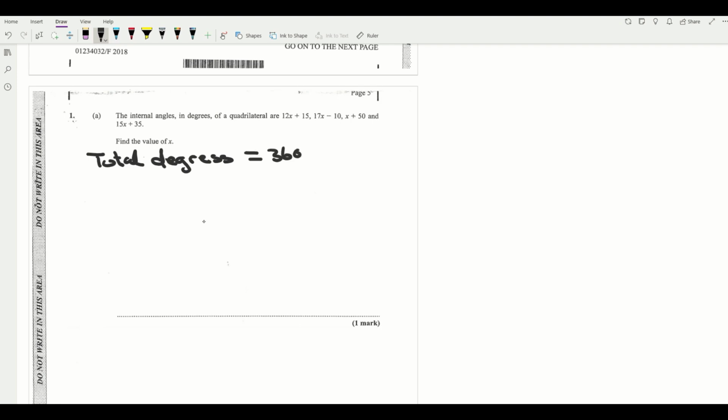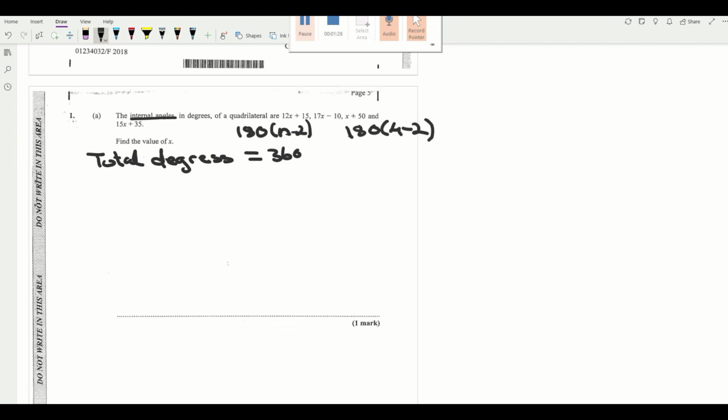And if you're not sure about it, please remember we have this formula. The sum of your internal angles is 180 by n minus 2, with n being the number of sides. A quadrilateral is a four-sided shape, so it's 180 by 4 minus 2, which is 180 by 2, which is equal to 360. If you do not know that, it is the formula you're supposed to know for the sum of internal angles.